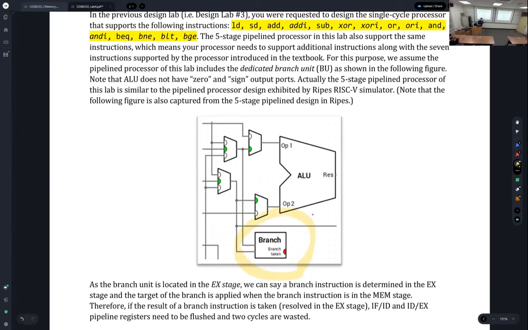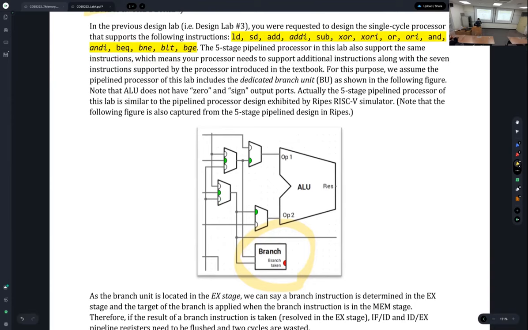The difference is the branch instruction. In this lab, we assume that the branch is resolved in the EX stage, not the ID stage. In the class, in order to support the BEQ more quickly, we added the equality check logic at the output of the register file. But in this lab assignment, I assume a dedicated branch detection unit, which is called the branch unit. The branch unit exists in the EX stage.